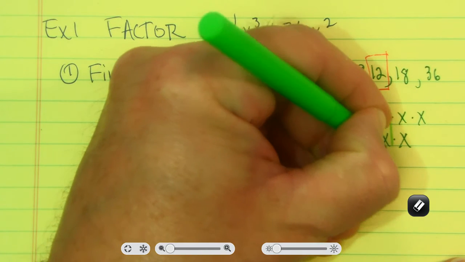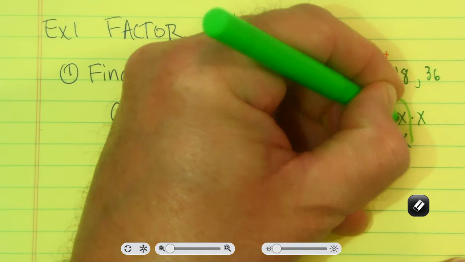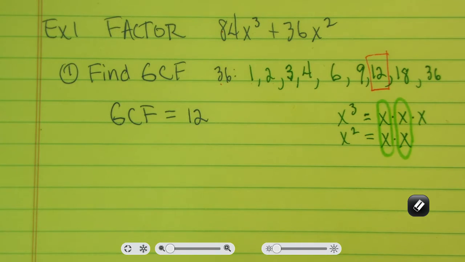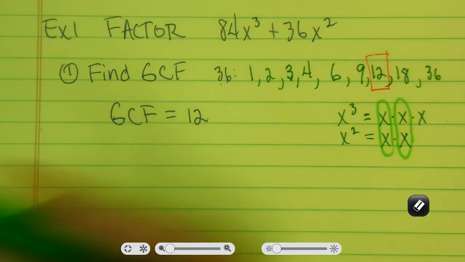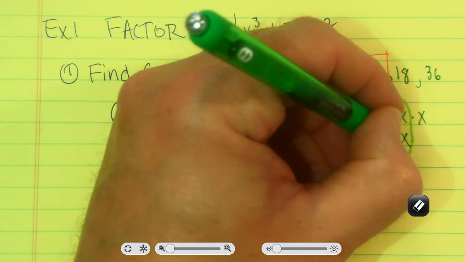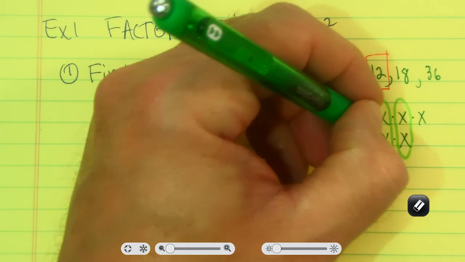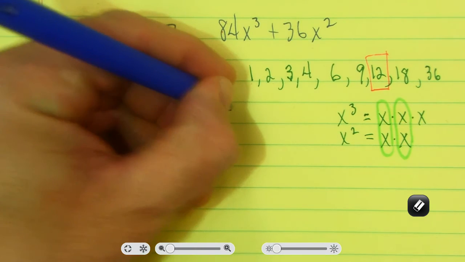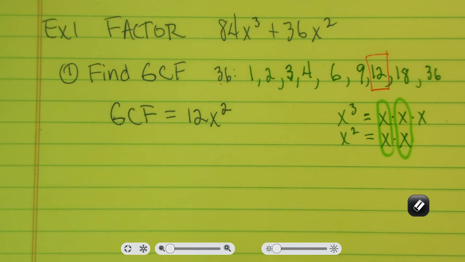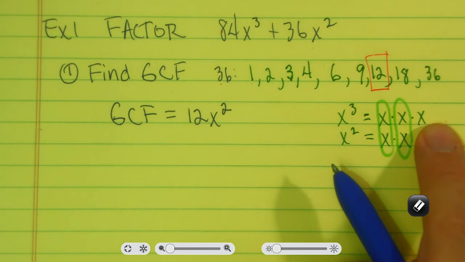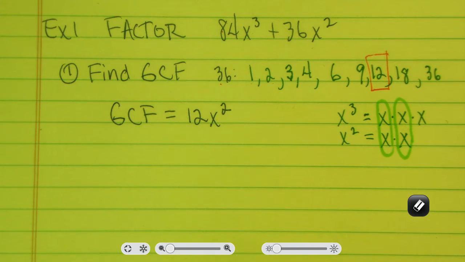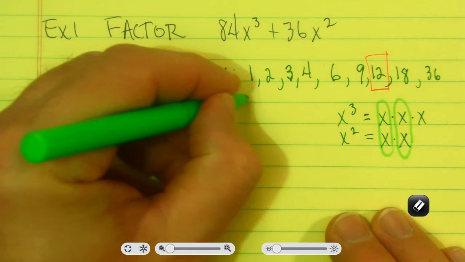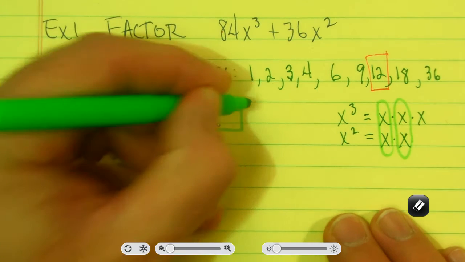Here's a shared factor. So the greatest common factor in terms of my variable is x times x, which is x squared. Can't say x cubed because that wouldn't divide evenly into x squared. So the greatest common factor I'm looking for is 12x squared.